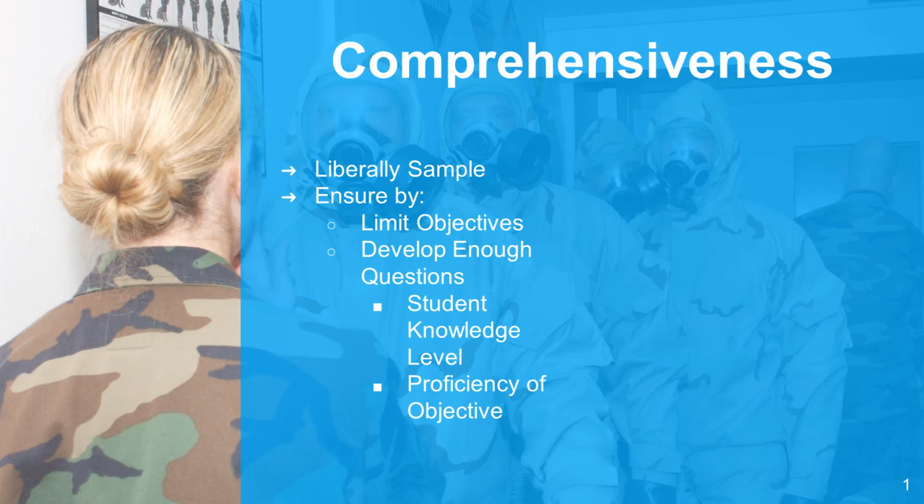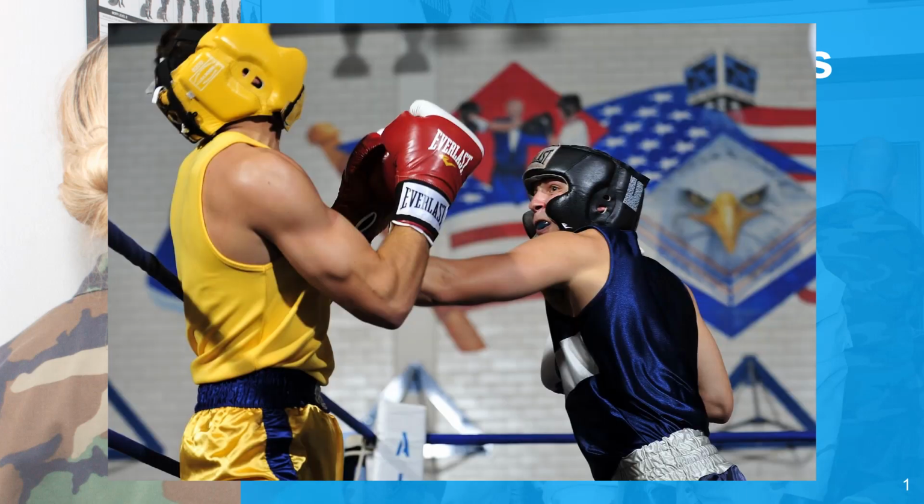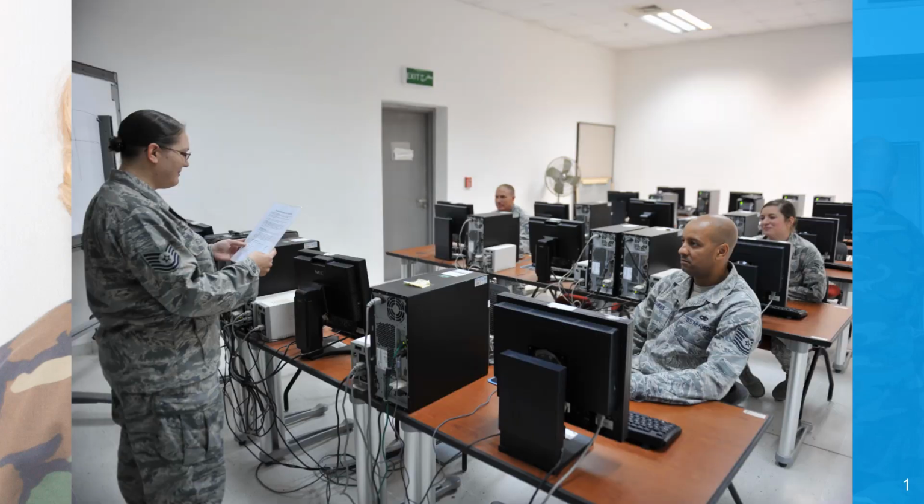Comprehensiveness means a measuring instrument must liberally sample the skills or knowledge being measured. For example, a boxing contender who only fights rookies or spars with one partner can never arrive at the conclusion that he's ready for the title fight because he doesn't have enough data to make that judgment. He hasn't been matched against different skill levels or styles of boxing to comprehensively measure his ability.